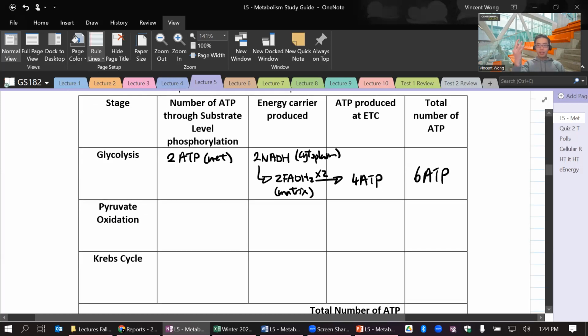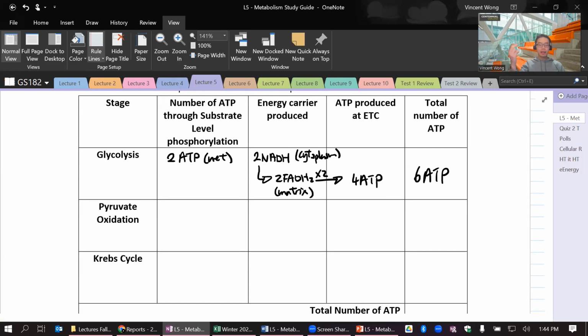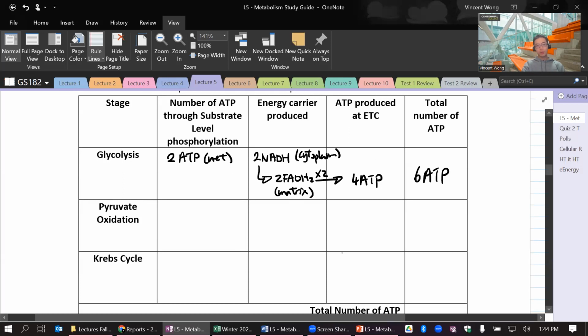Pyruvate oxidation, 3 things happen there, right? We remove carbon dioxide, we produce NADH, and we energize the molecule with coenzyme A. So actually there's no ATP produced directly from substrate level phosphorylation. We do have 2 NADH though, but this time they are already in the matrix. So they could go directly to the ETC. We times 3, that gives us 6 ATP.